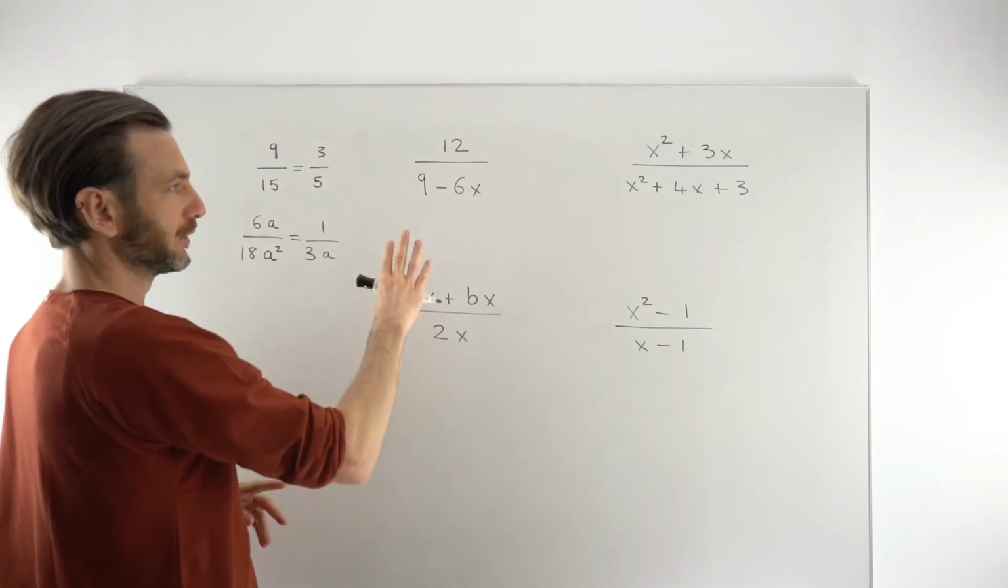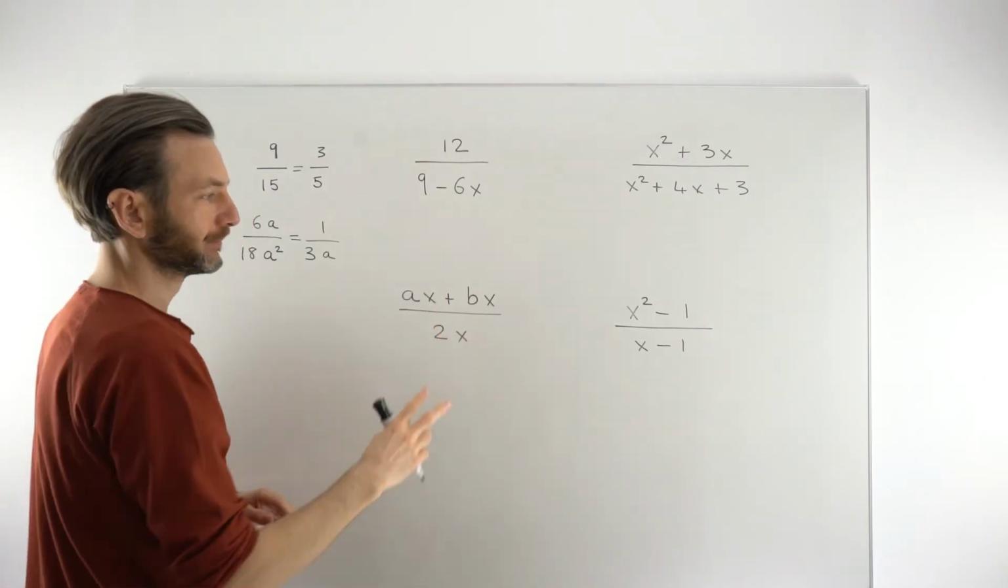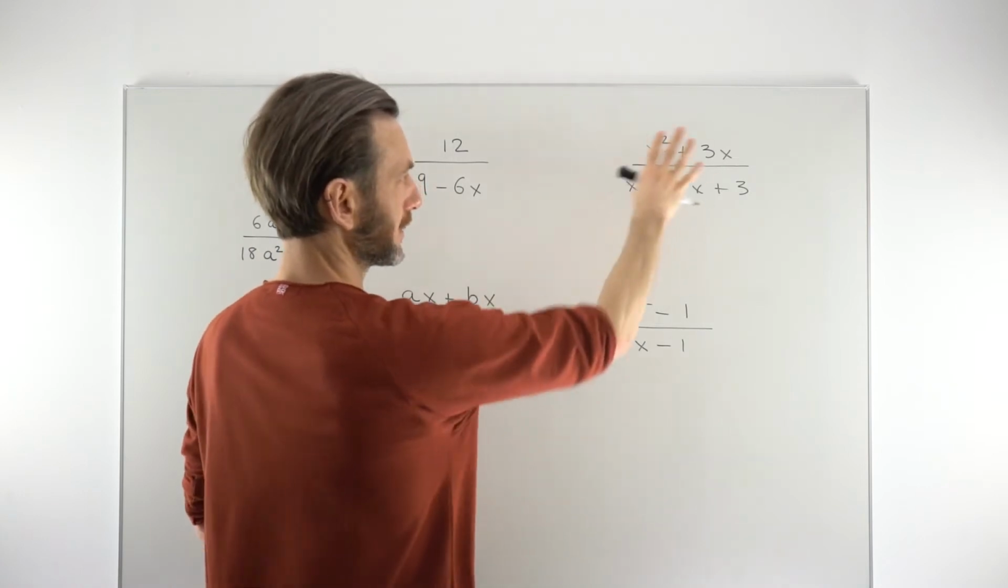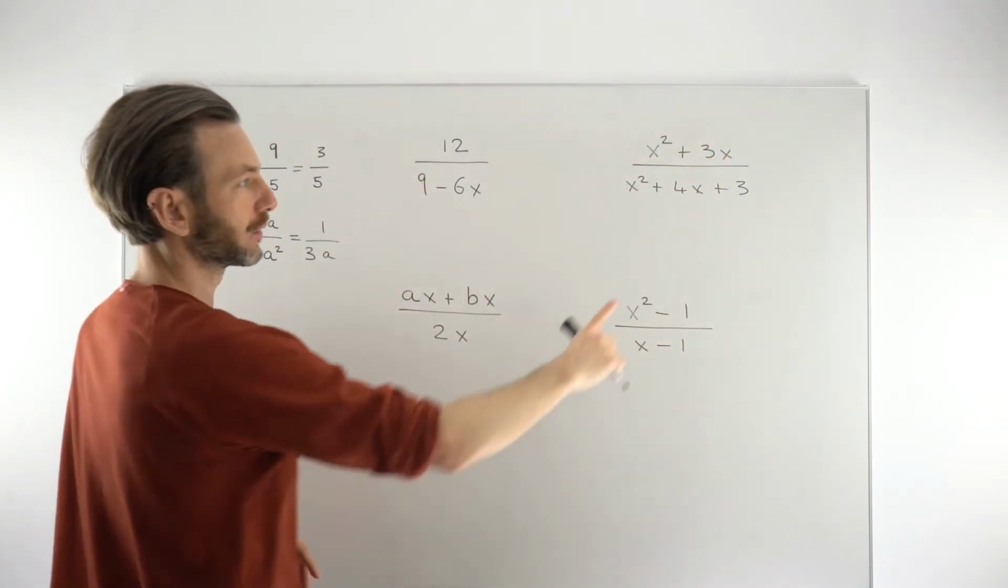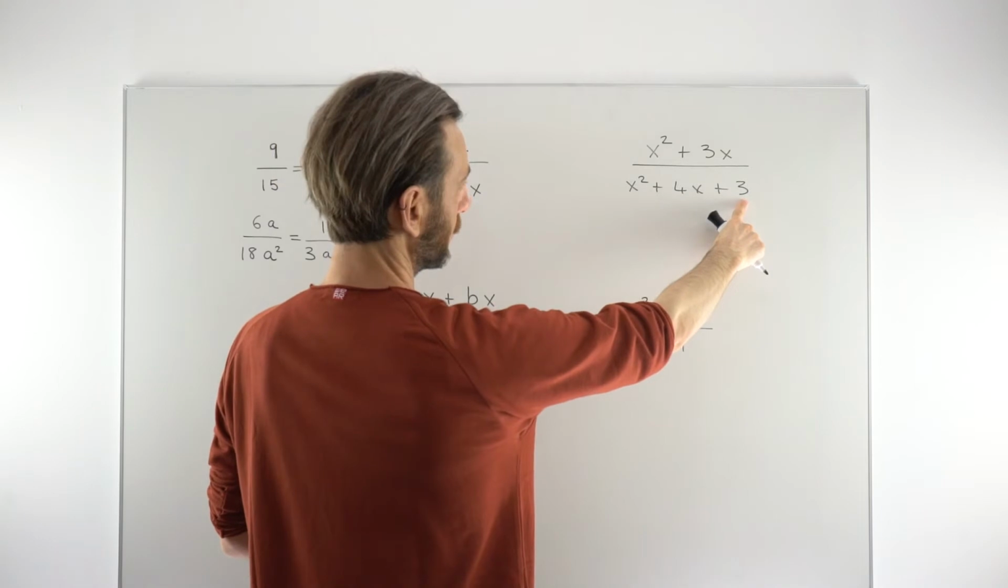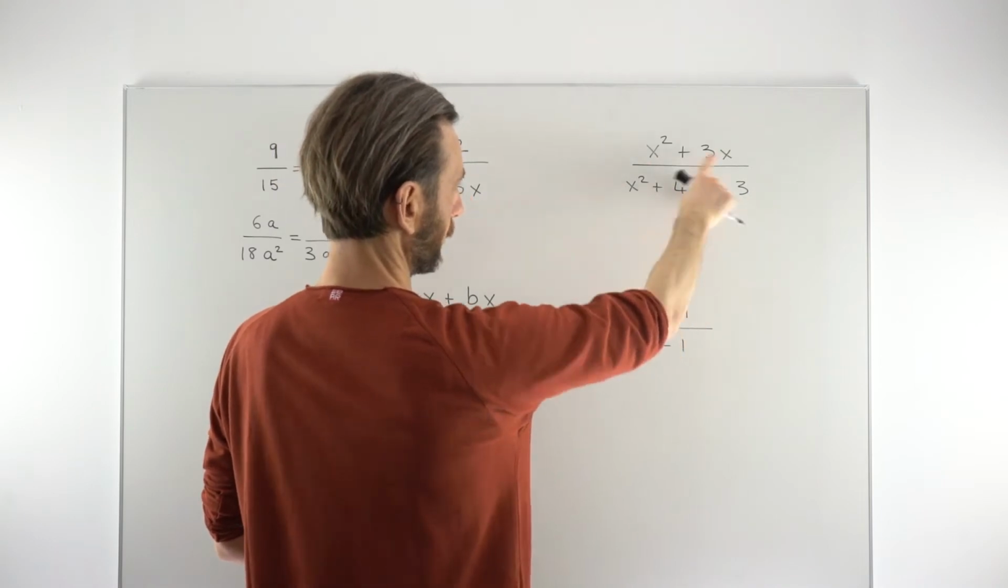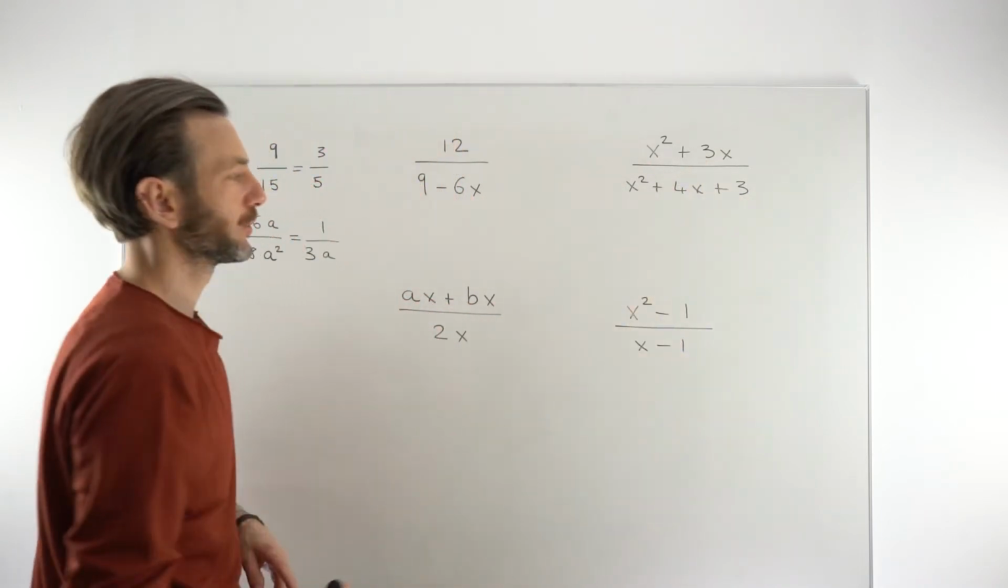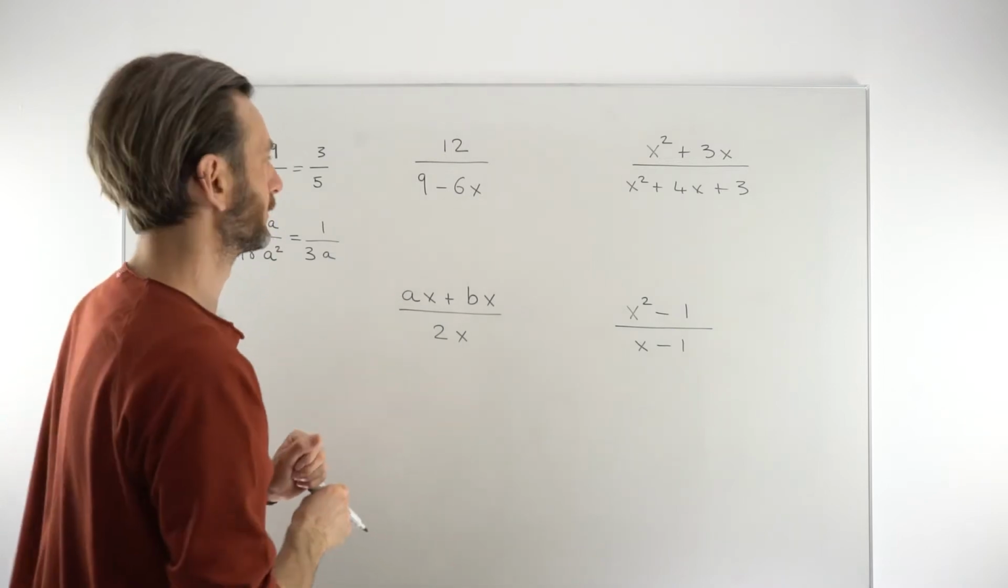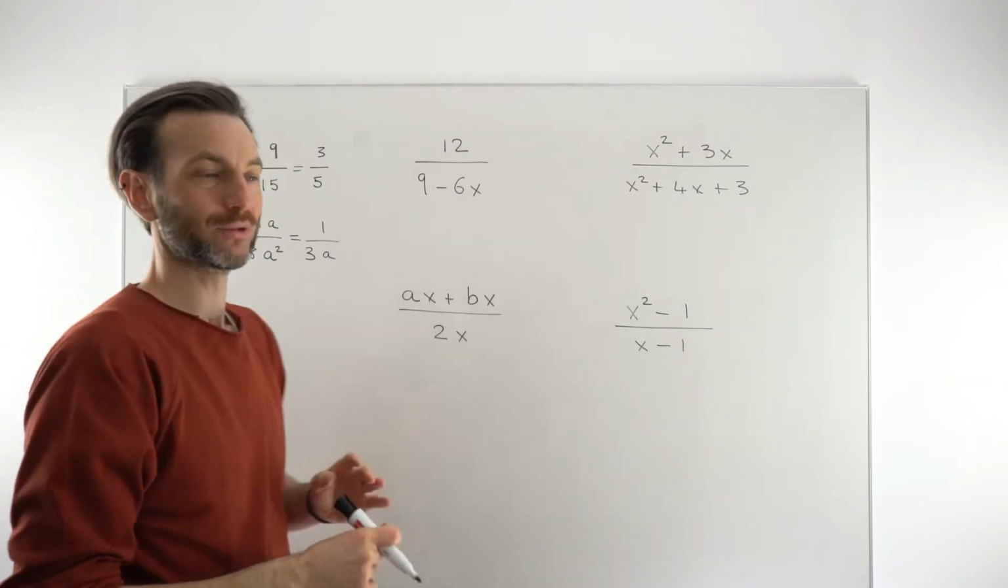But that method of just looking at things and dividing might be good for a couple of these, but then it's going to start to break down over here, where you can see there's no common factor between a number term, 3, and then all these algebraic terms, and the same down here. So we need a more formal method to go about it, and the formal method is factorising.